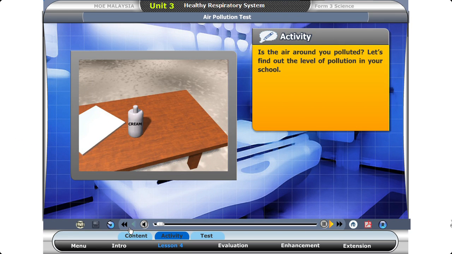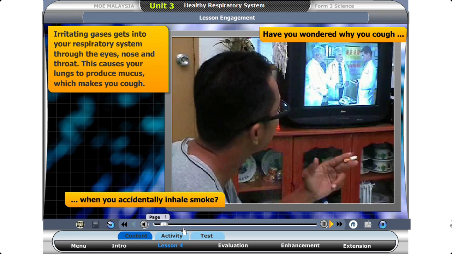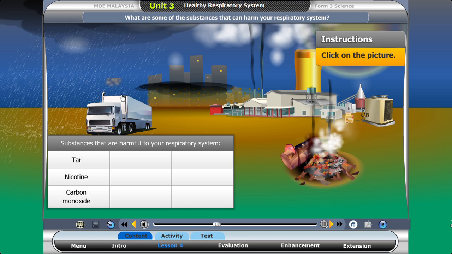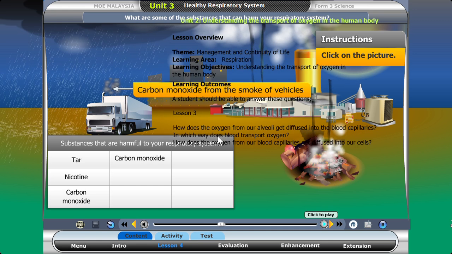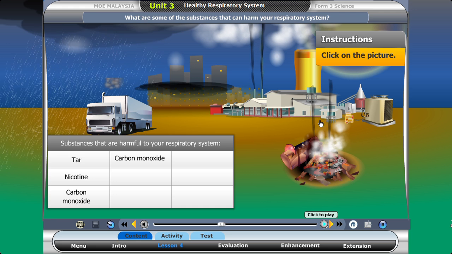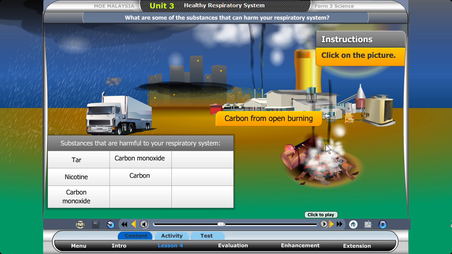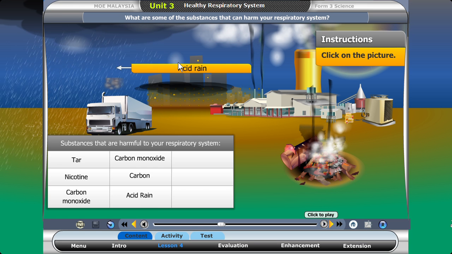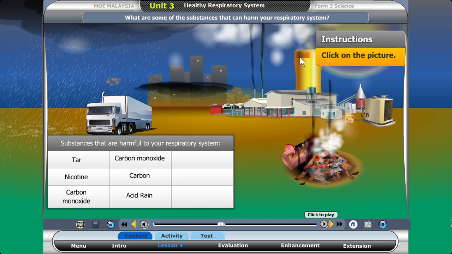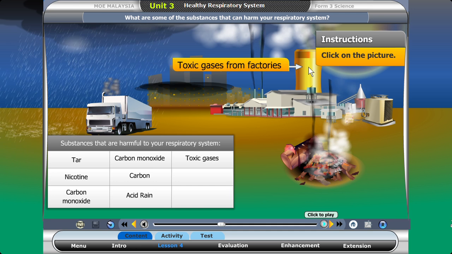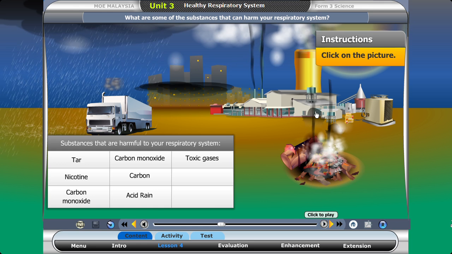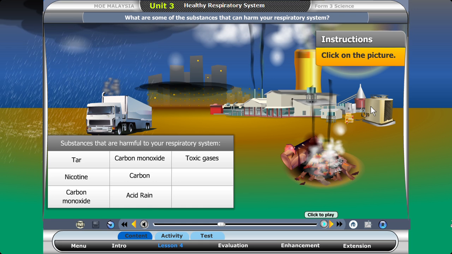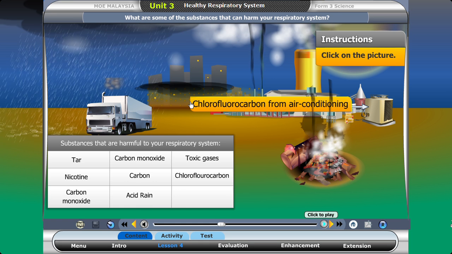Is the air around you polluted? Have you wondered what it does to your respiratory system? Click on the pictures to find out. Carbon monoxide from the smoke of vehicles. Carbon from open burning. Acid rain. Toxic gases from factories. Chlorofluorocarbon from air conditioning.